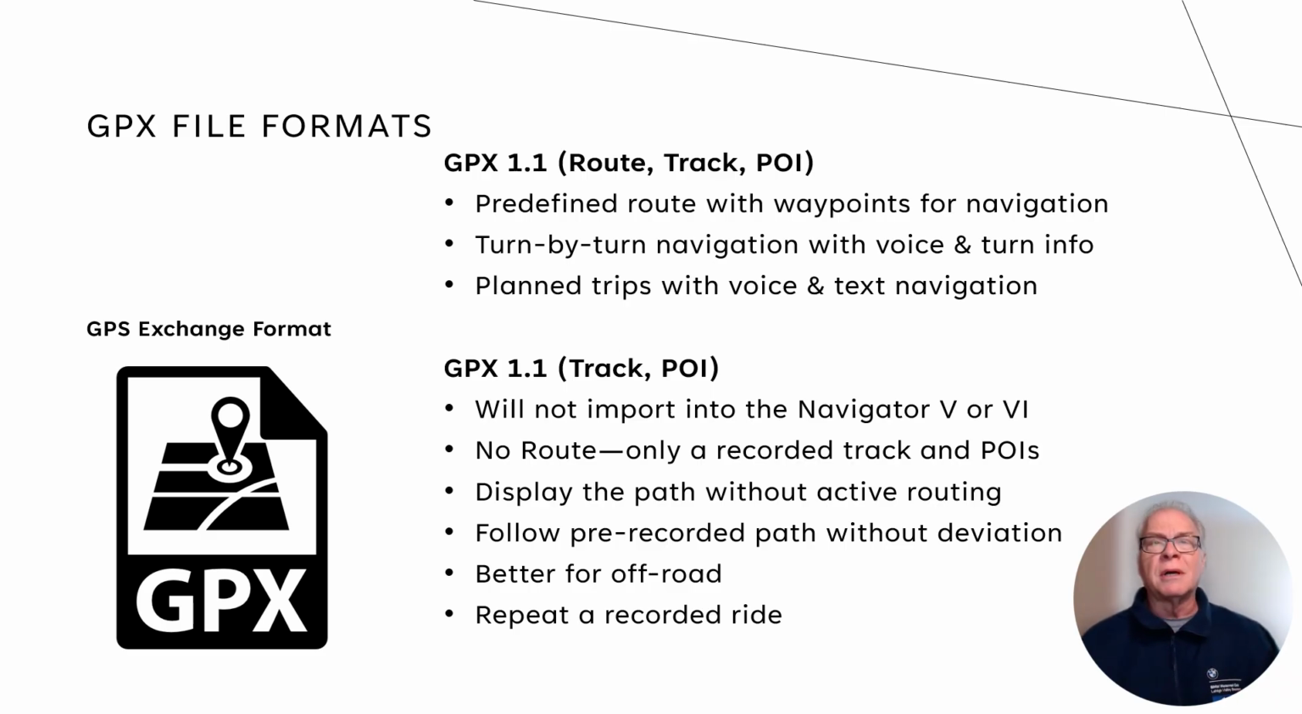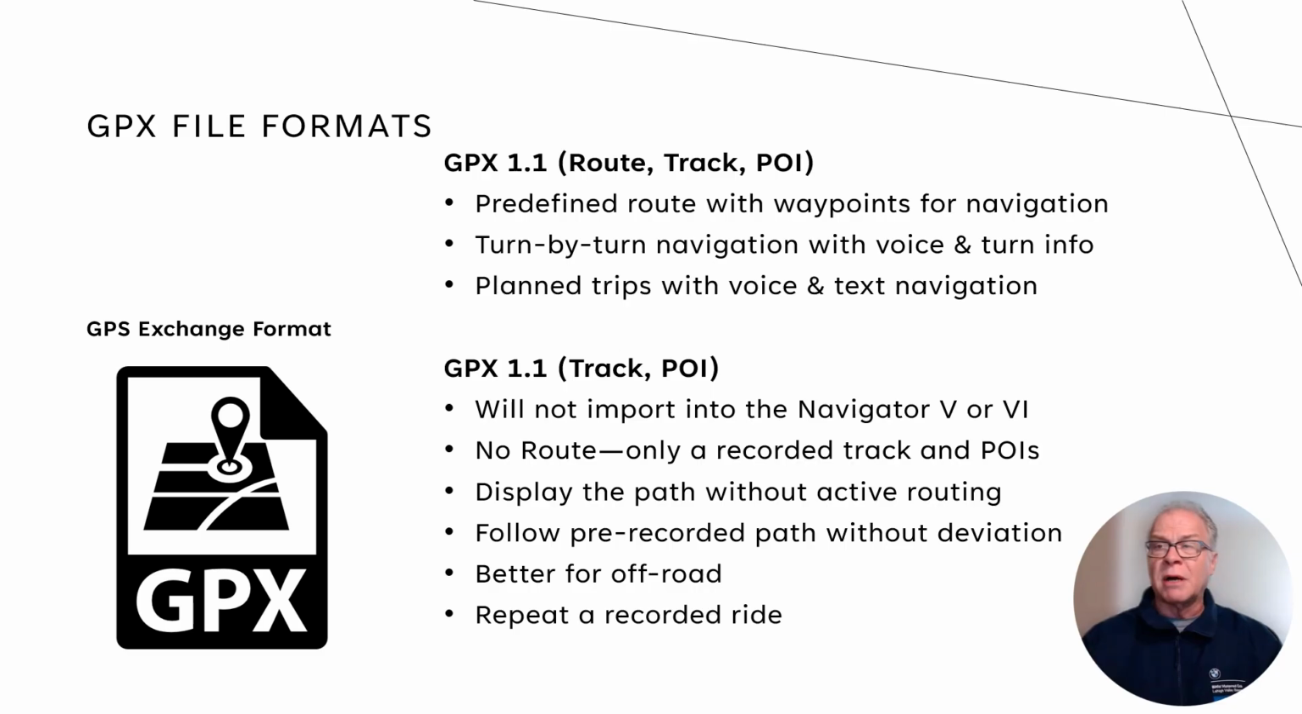Point of interest things, that's for a different time. But a track is not a route. So it's just a recorded track. The track is displayed on the navigator on the bike, and it displays the path while you're riding, but there's not really active routing because you don't really need it for a track because the points are so close together. Now you can follow the pre-recorded path without deviation. If you go off the route, you sort of have to find your way back to that track.